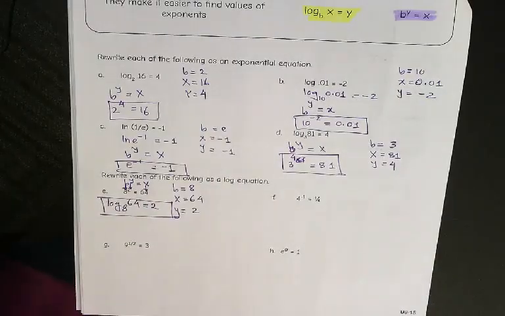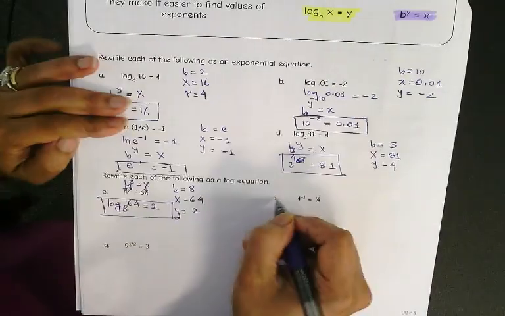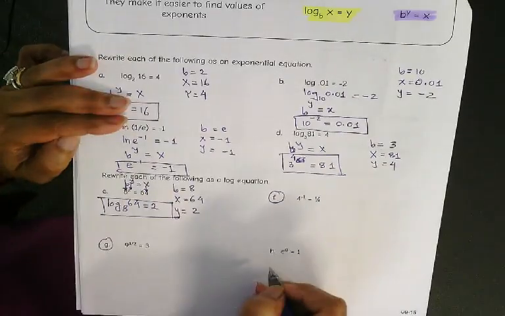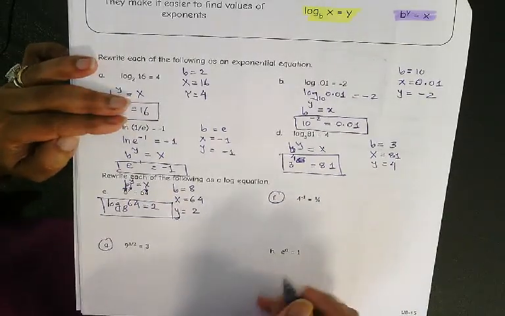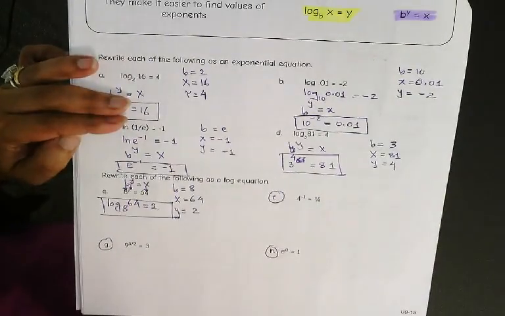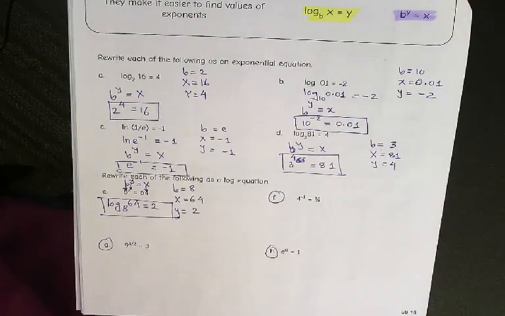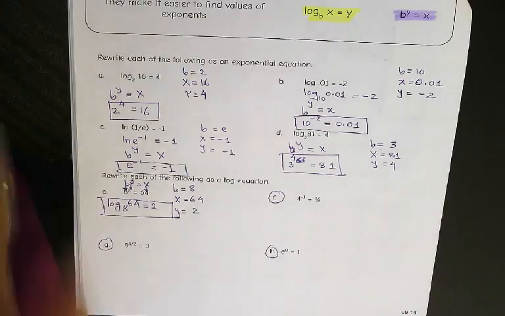We good? Great. Do F, G, and H by yourself. I'm giving you 1 minute. Should be enough. More than enough.